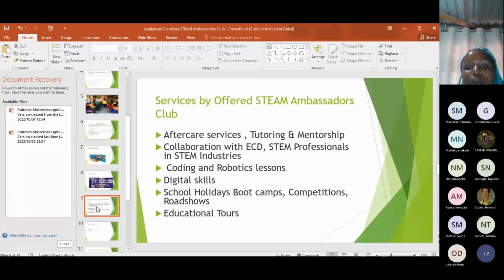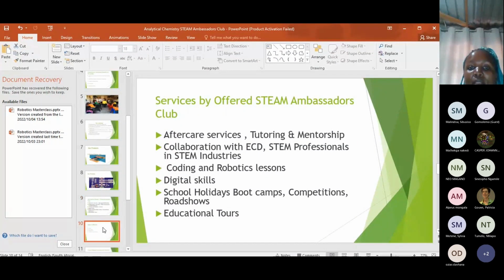And the services that we offer are aftercare services, tutoring, mentorship, and collaboration with other ECD centers, whereby we do digital literacy training with them. We also introduce them to coding and robotics lessons. We do school holiday boot camps, competitions and roadshows, and educational tours.